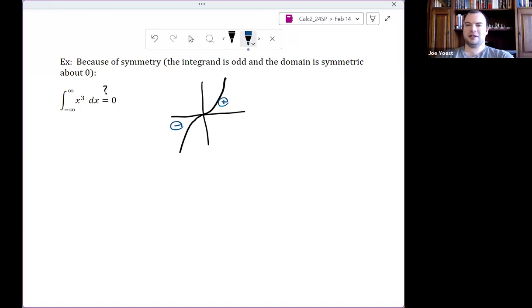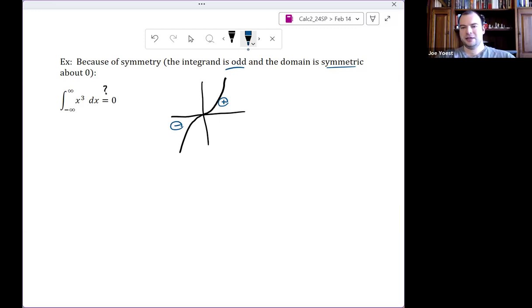So we have a positive area and a negative area. And it seems like these perfectly offset each other. We have symmetry. We're integrating an odd function over a symmetric interval. This should be 0, right? The positive area and the negative area always cancel out.